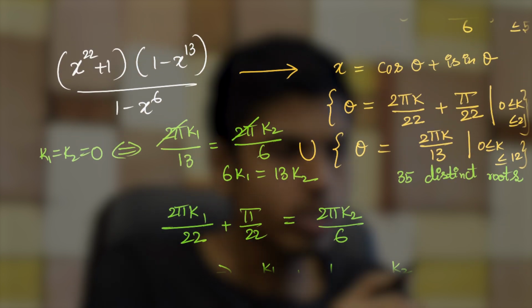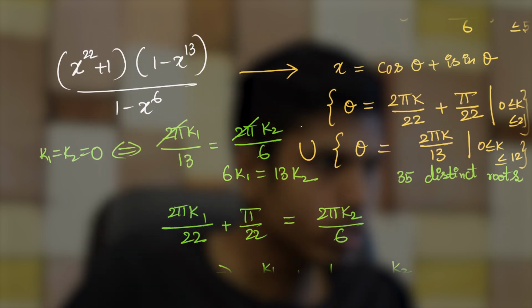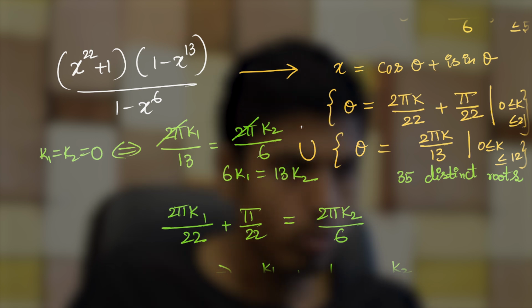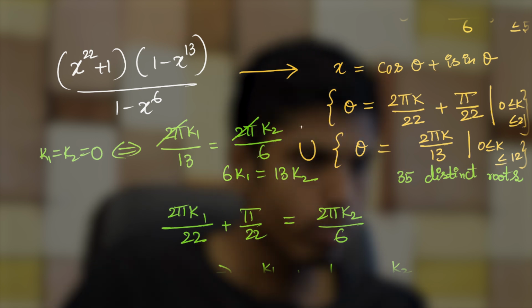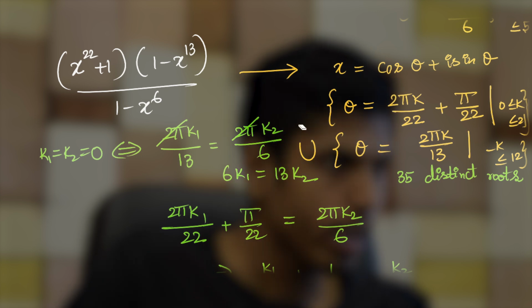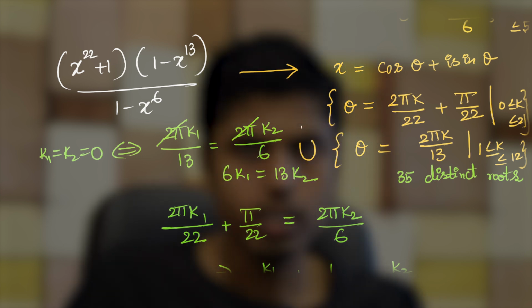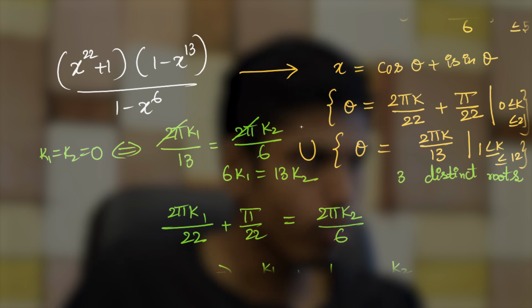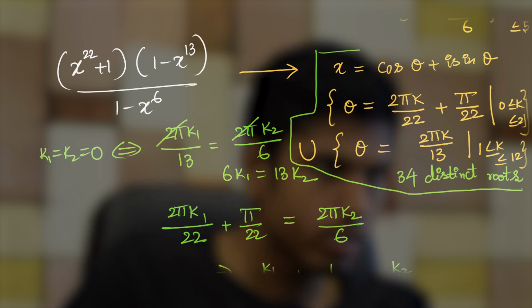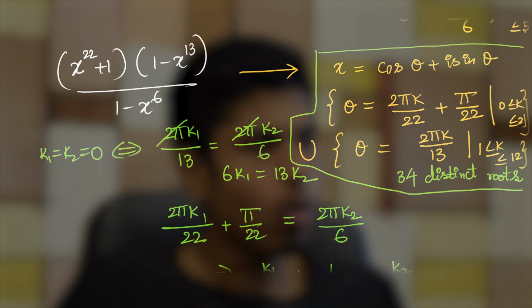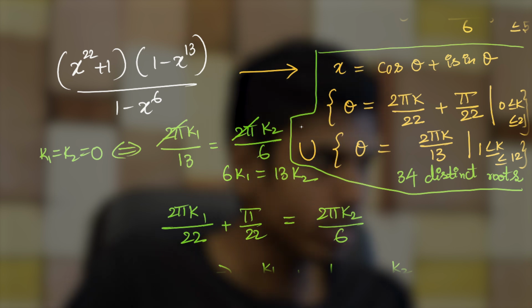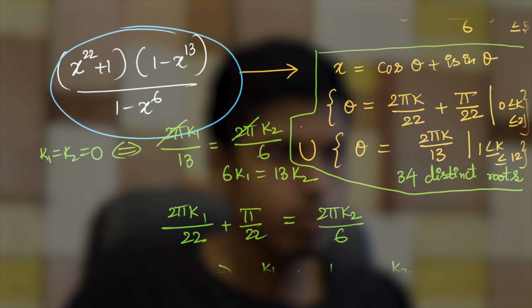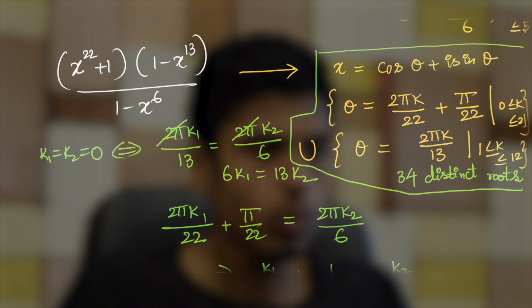So we have to subtract only one root, which is when k equal to 0 in the second set. So when you subtract that root, you will get that the value of k goes from 1 to 12 instead, with 35 minus 1 distinct roots, which is 34 in number. So thus, this set represents all the roots of this expression for which x power 6 is not equal to 1.